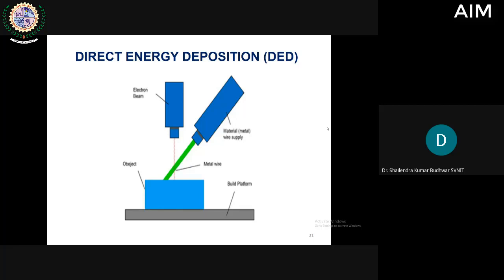For this we need a 4 or 5 axis machine on which the nozzle is mounted, and this nozzle supplies the material in the form of powder or wire, and then an electron beam acts as a heat source which melts this material, and after solidification we get the solidified layer on the existing component. So this type of technique is mainly used to repair an existing component or to add some extra material on the existing component.